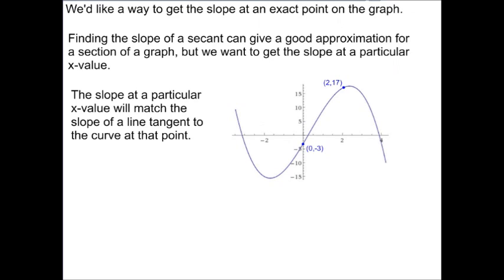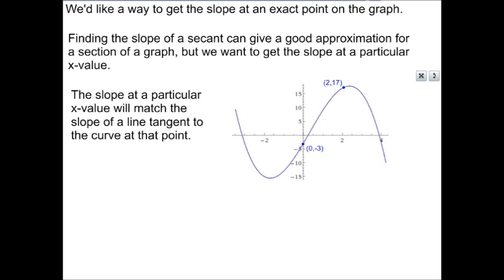As I just said, we'd like a way to get the slope at an exact point. Finding the slope of a secant can give a good approximation, but we want to get the slope at a particular x value. So we want the slope exactly right here. And that slope will match the slope of a tangent line, because we can find the slope of a line, although the curve is very tough.